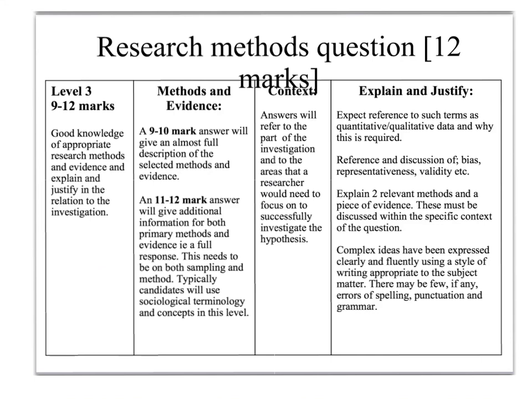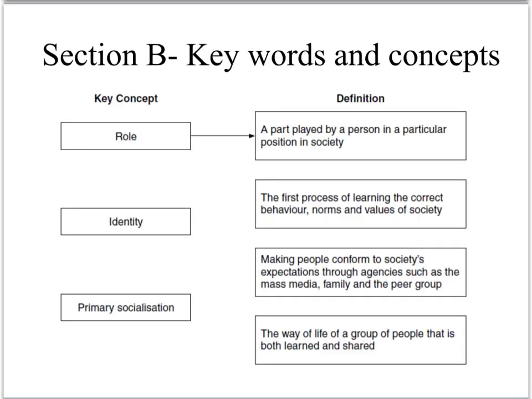Also, I've given some keywords that you need to think about during this research methods question: bias, representativeness, and validity. You need to explain 2 relevant methods and a piece of evidence, so 2 primary methods and 1 secondary evidence, and you must relate this again to the question. Obviously, spelling, punctuation, grammar are taken into account, but you can still get 12 out of 12 even if there are a few errors in spelling, punctuation and grammar, so don't worry too much.